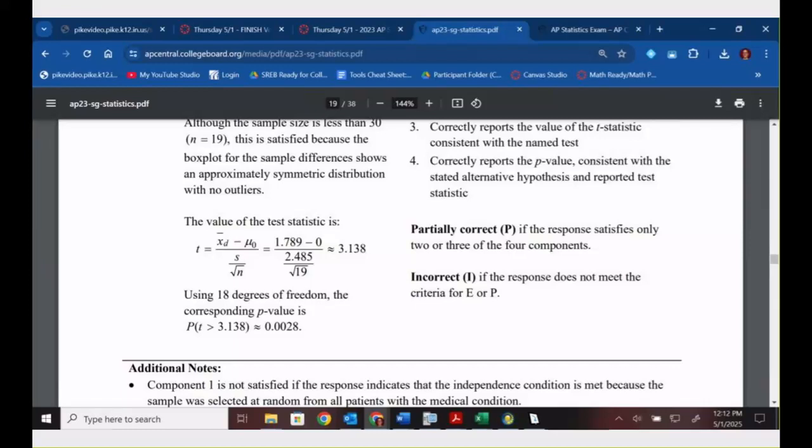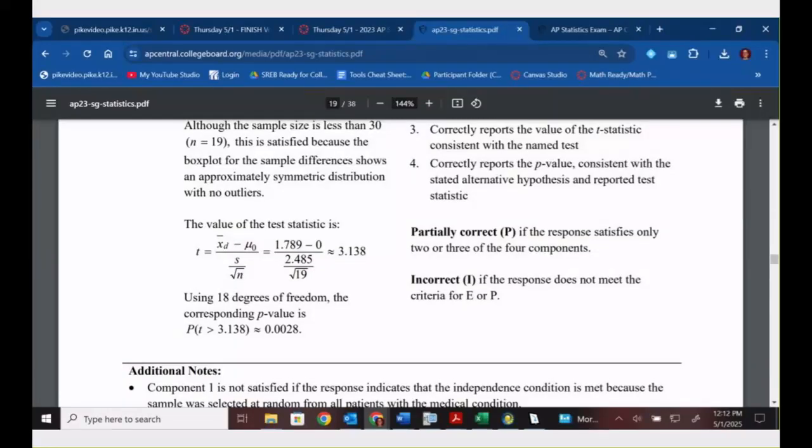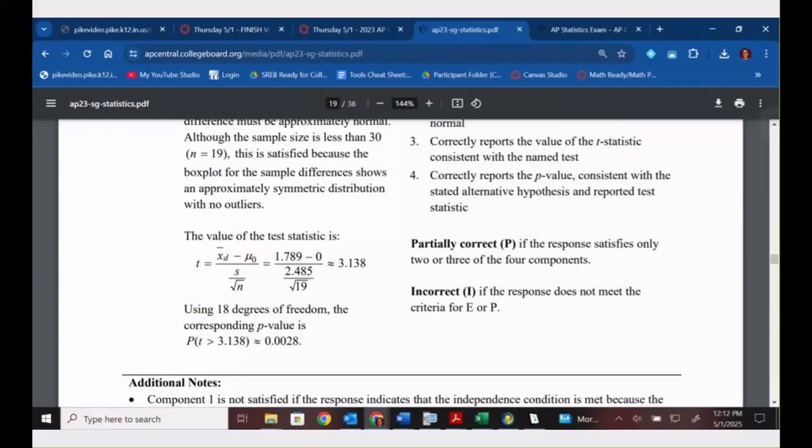So if you had all 4 components, give yourself an essentially correct. If you got only 2 or 3 of the components, that would be a partially correct. Please make sure that your t-statistic is labeled as t. It's not just a number hanging out there naked with no reason for why it's there. Make sure that you have a t equals, or for proportions a z equals. And then make sure that your p-value is also labeled as a p-value. Don't have naked numbers.